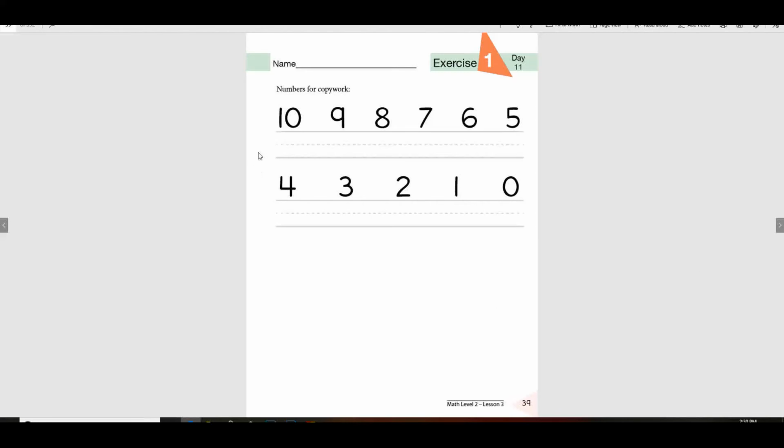Okay, on this page, I want you to do your copy work. All you're going to do is copy your numbers backwards from 10 to 0. Make sure you use very good handwriting and put a smiley face next to the one you think you did the best, okay? Good deal.